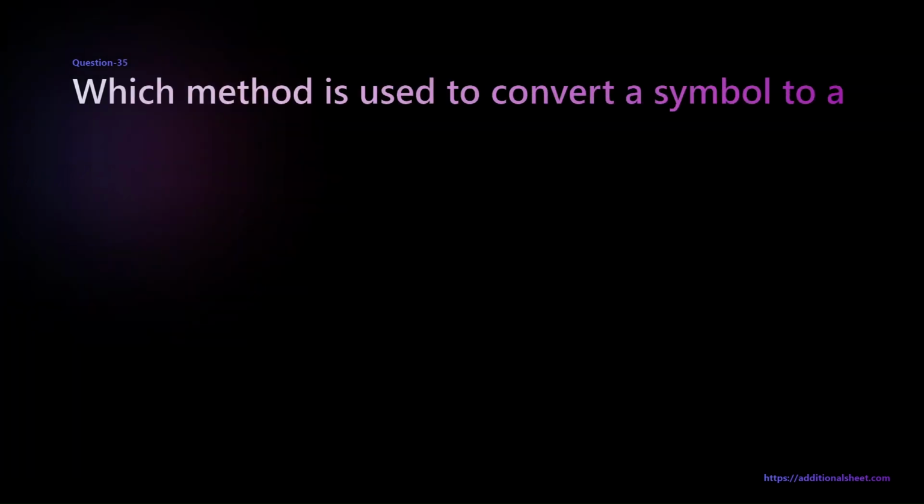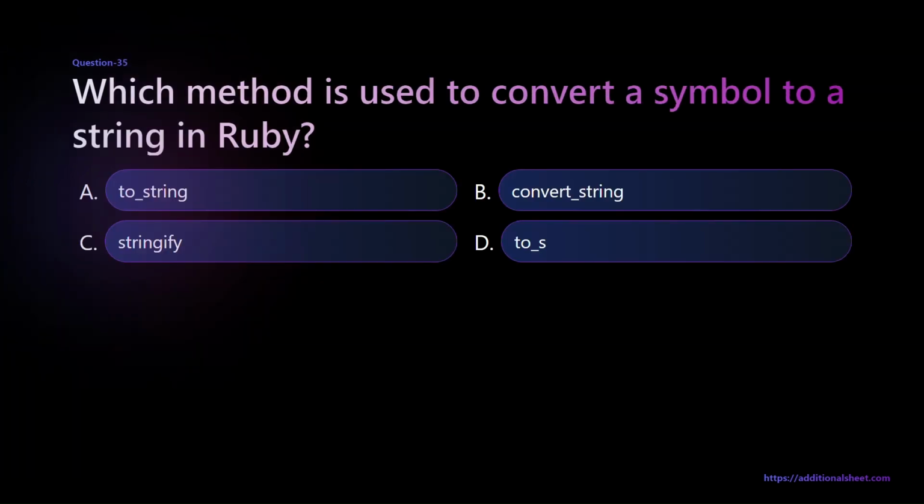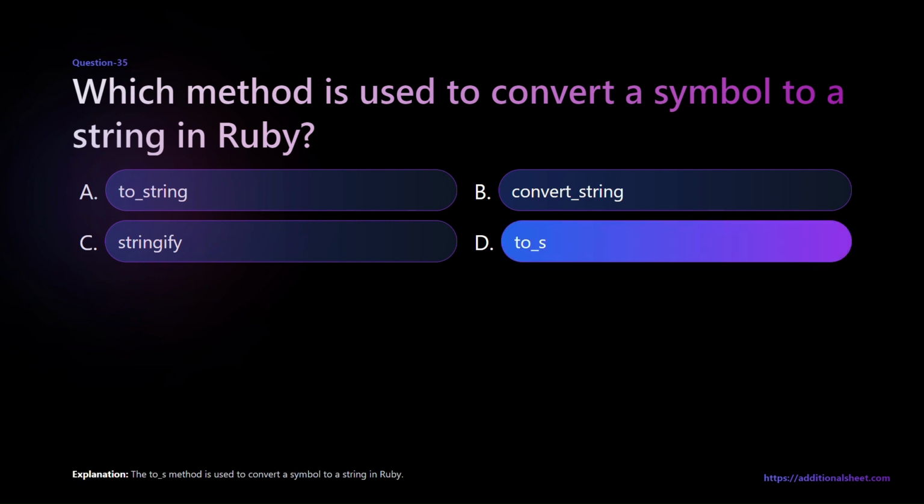Which method is used to convert a symbol to a string in Ruby? Option A, to_string. Option B, convert_string. Option C, stringify. Option D, to_s. The correct answer is option D, to_s.